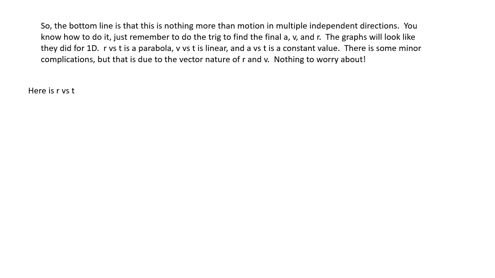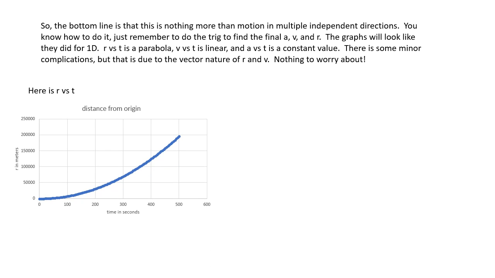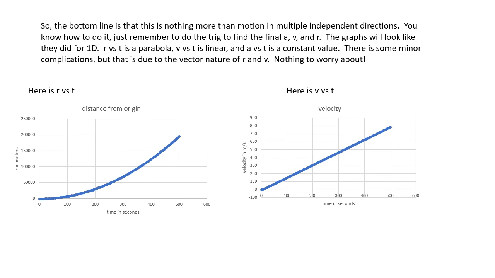So here's a graph of r versus t for the example I did. Notice I ran this for a long time, up to 500 seconds, but my graph looks very parabolic, just like we expect it to be. Here's my v versus t. Again, I ran it for 500 seconds. It looks like I have a constantly increasing velocity, in a linear way. So everything's fine. You know how to do this. Just some practice and you'll be okay.